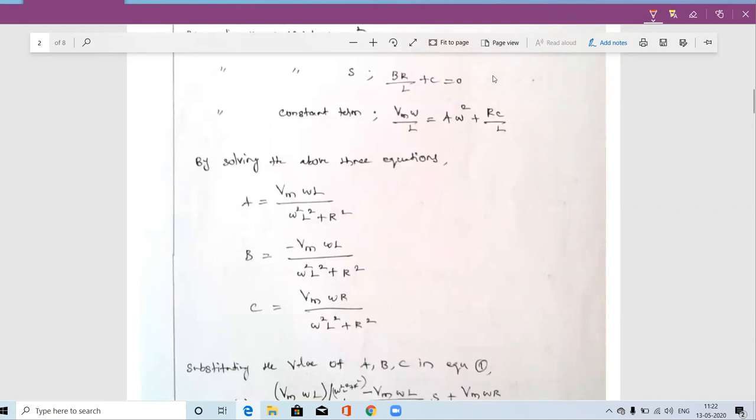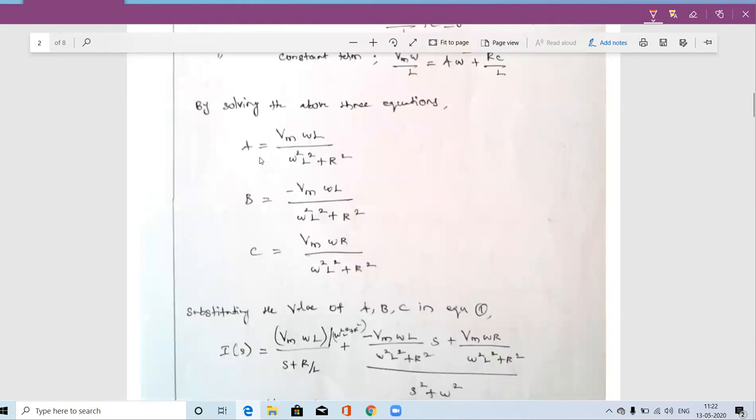So by solving these three equations, we get A value as Vm omega L by omega squared L squared plus R squared. The B value is the same answer but with a minus. So A value plus, B value minus, the same answer: Vm omega L divided by omega squared L squared plus R squared. Okay, you just remember. Direct ஆ answer எழுதலாம். இது solve பண்ணோம் அப்படின்னா it will take இன்னும் ஒரு 2-3 pages வந்து போகும். Okay, then similarly C is nothing but the same Vm by omega squared L squared plus R squared.